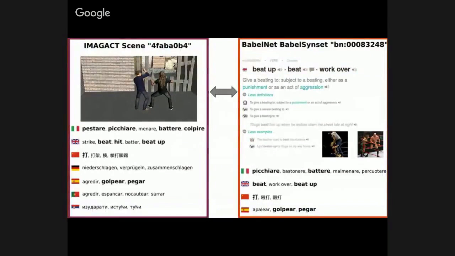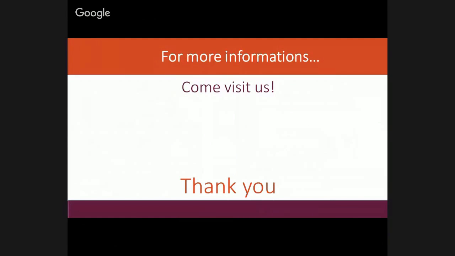This video is very slow, it is a video of beating up someone. But this is a possible application, meaning that an IMAGACT scene that is linked to a lot of verbs can be linked to BabelNet, and vice versa. A BabelNet synset can be represented by a 3D video scene. Thank you very much.